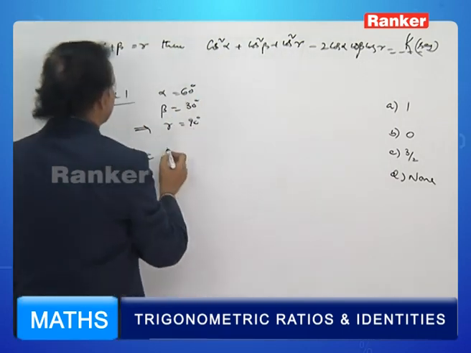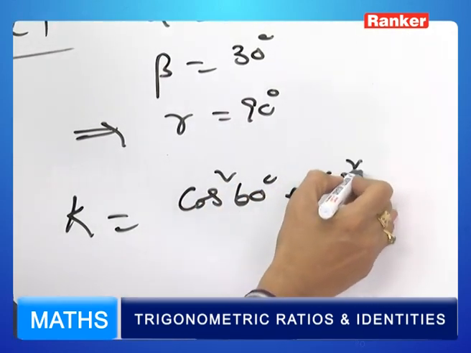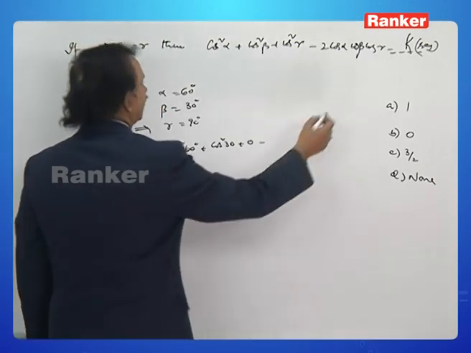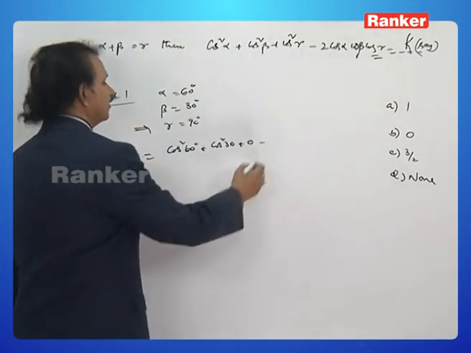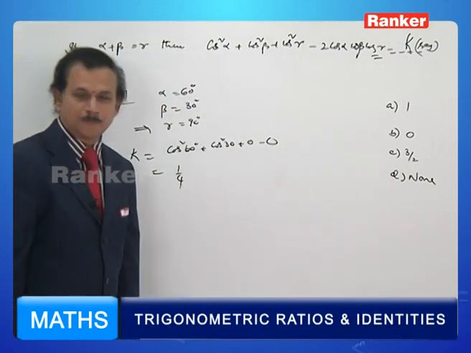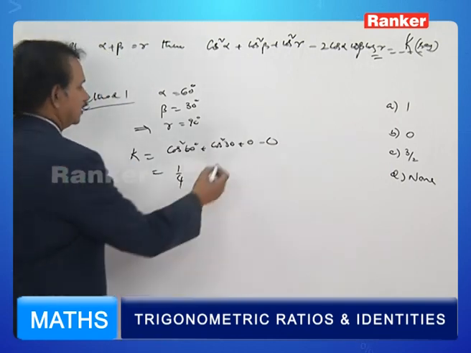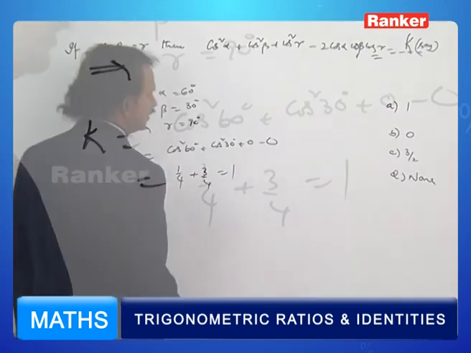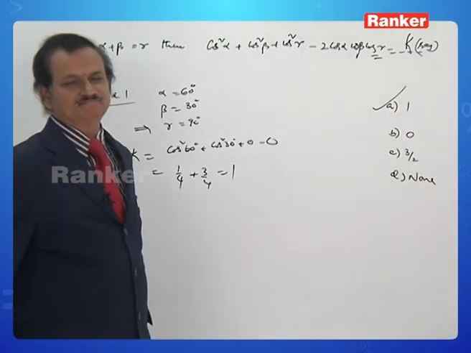Cos square alpha, cos square 60, plus cos square 30, cos square 90. Cos square 90 is 0, and here it is cos 90, cos gamma is cos 90, which is 0. 0 into anything is 0. Cos square 60 is 1 by 4, why? Because cos 60 is half, so cos square 60 is 1 by 4. Cos 30 degrees is root 3 by 2, so cos square 30 is 3 by 4. 1 by 4 plus 3 by 4 is 1. Is it available? Absolutely. First option is the correct option.